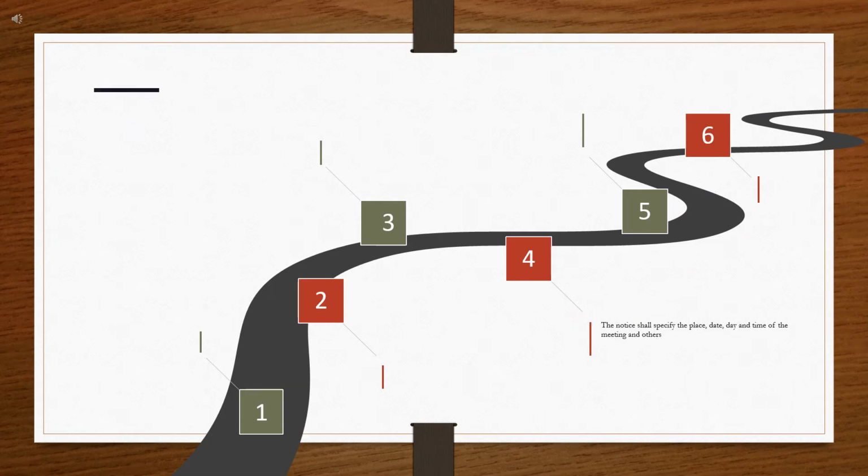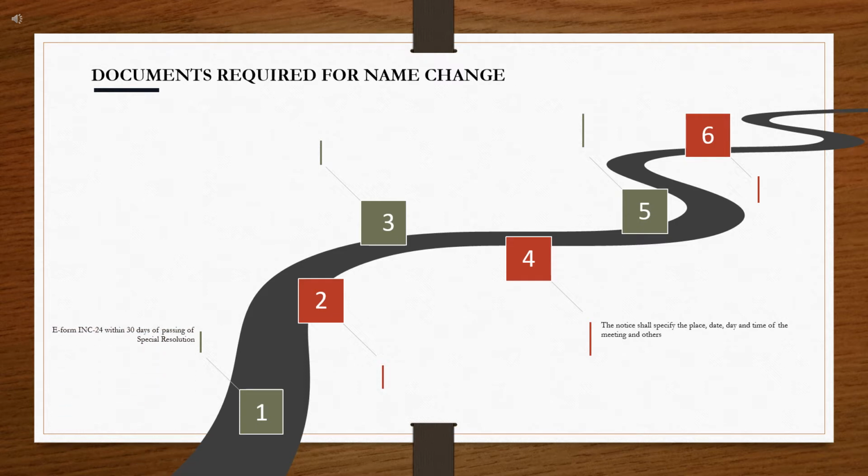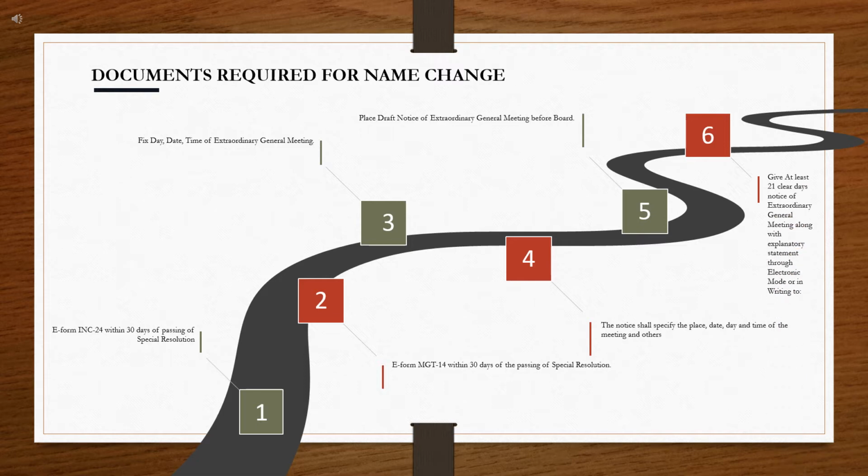For alteration in the name clause of the Memorandum of Association, work to be done: call and hold a meeting of the board of directors, fix the day, date and time of the extraordinary general meeting. Place the draft notice of the extraordinary general meeting before the board. Call the extraordinary general meeting, giving at least 21 clear days' notice along with an explanatory statement through electronic mode or in writing to all the directors, all the members and the auditor of the company.